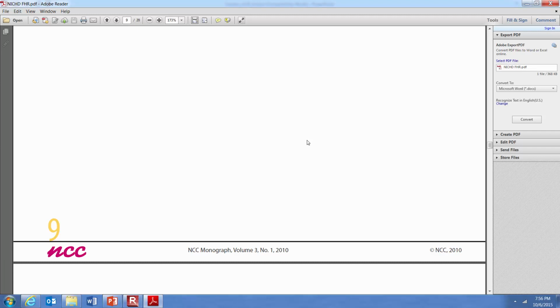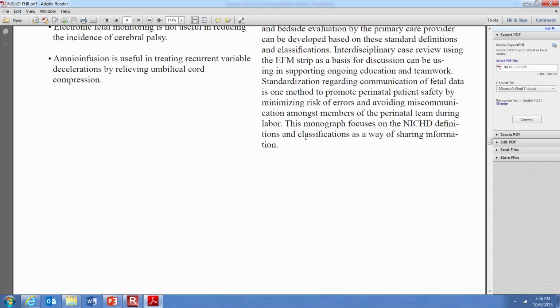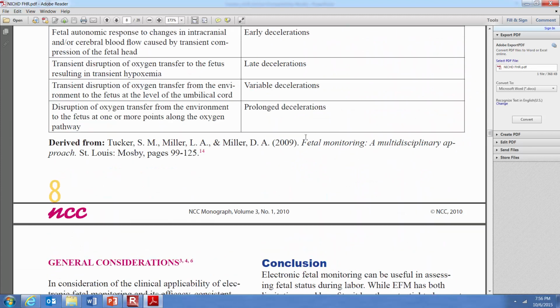Now you call your doctor and you say, hey, I need you to come in. I have this going on with my baby. I've done all these things. I have not improved the baby's oxygenation status. I need you to come in, okay? And so he'll come in.